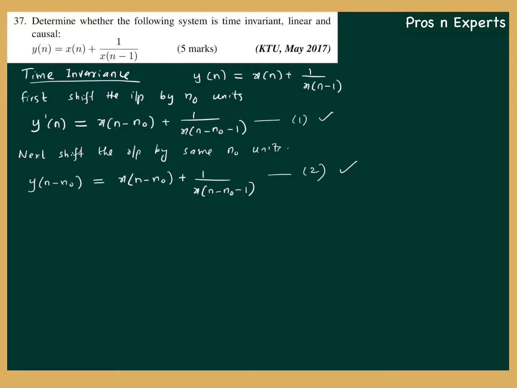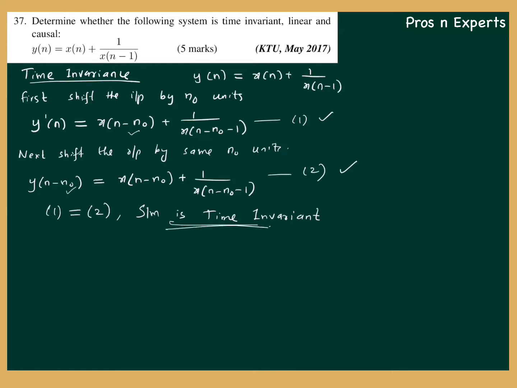That means, since equation number 1 is equal to equation number 2, the system is time invariant. The output follows the input. Okay, whatever variation is given in the input, the same variation is given in the output also. Okay, so the system is time invariant.